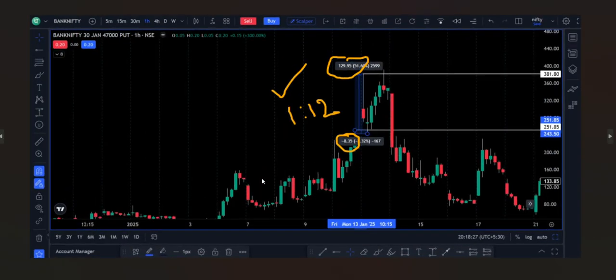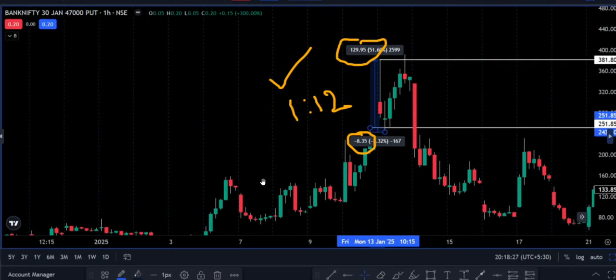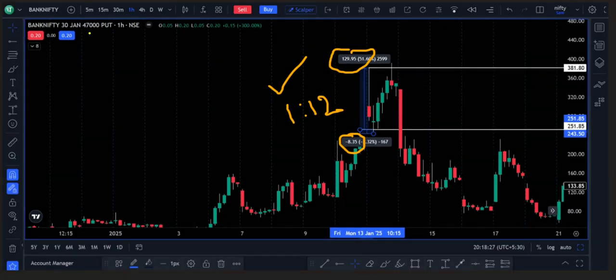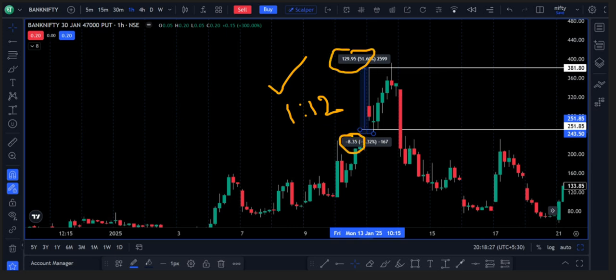This is the second opportunity that the market has given, which happened to be on the 47,000 put, with a risk to reward of 1:12. Once the previous day high was broken, it made a profit against a risk of 8 rupees 35 paise, which was very little risk. Against it a profit of 129 rupees was made on that day, and it happened on 13th January on the 47,000 put. So let's look at the next opportunity.